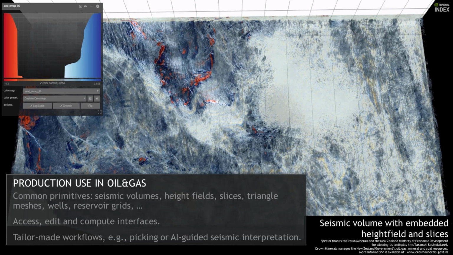Index is also used in production in the oil and gas domain. Its primitives map very well to this domain, with seismic volumes, height field slices, triangle meshes, wells, and reservoir grids. There is always the possibility of accessing and editing volume through its compute interfaces, which is quite useful to carve out meaningful information from the raw data.